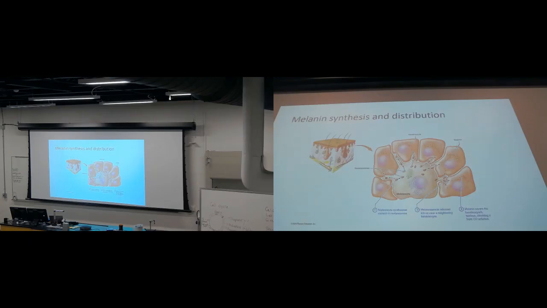So here is the melanin synthesis and distribution. This is a melanocyte. It's a large cell, and this large cell is going to extend cytoplasmic extensions towards the cells that are surrounding it. Then this melanin is going to migrate in these extensions, and by exocytosis it will be released, and then by endocytosis, these keratinocytes are going to pick up this melanin.